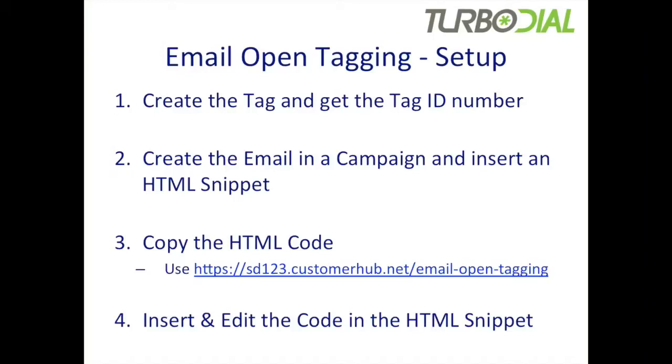Create the email in a campaign and then insert a special HTML snippet, and we'll show you that. You're going to copy the HTML code again from the turboDial account, which is here, and you're going to insert and edit that code in the HTML snippet back in the email. So there's 4 steps. We'll walk through them here.